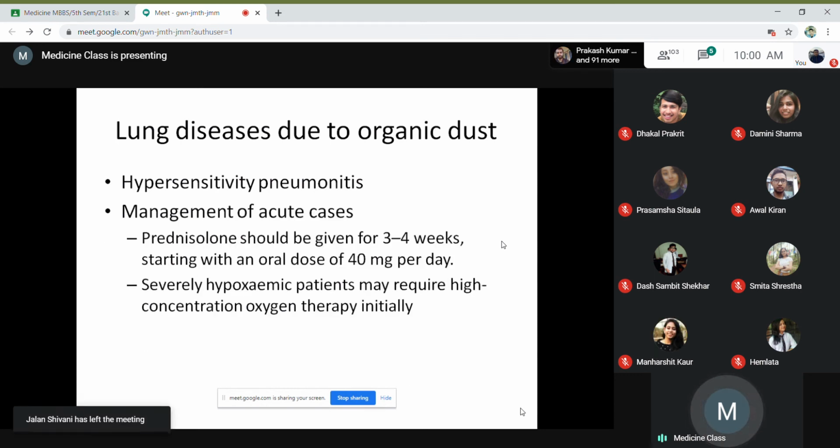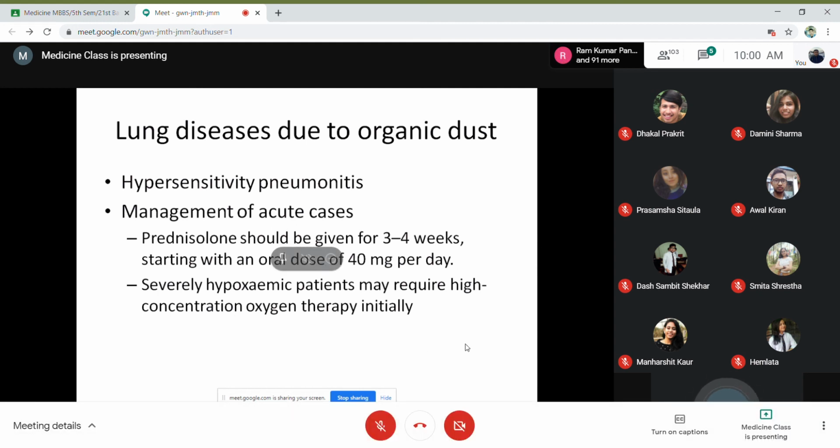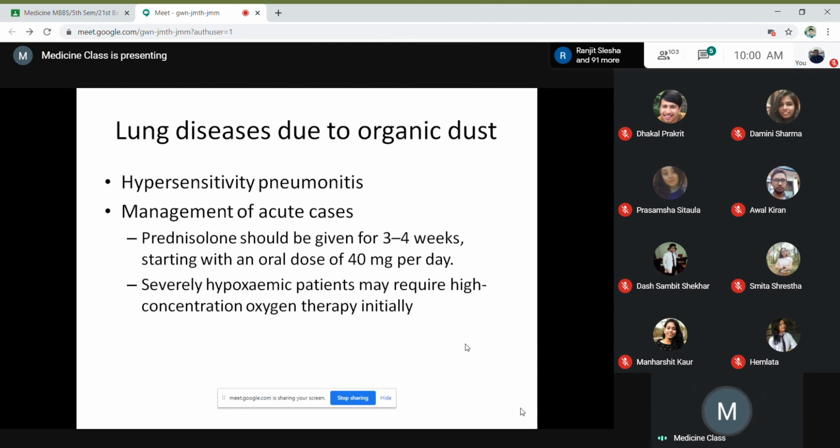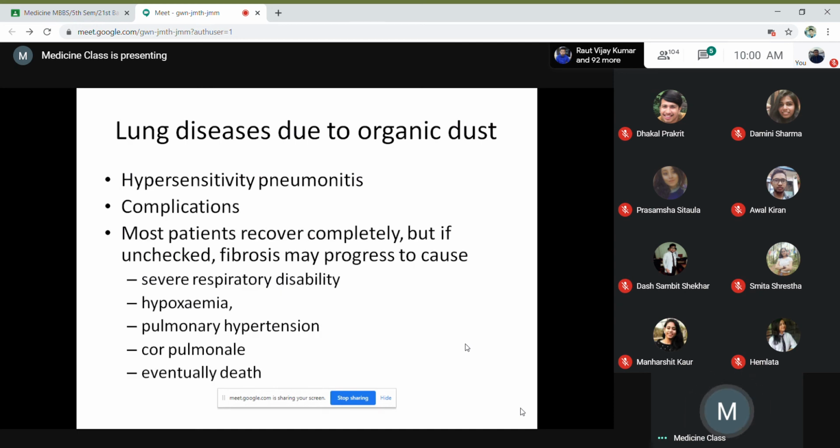In acute cases, there is a role for steroids. Prednisolone should be given for 3 to 4 weeks, starting with an oral dose of 40 mg per day. Generally it is given at a dose of 1 mg per kg per day. Sometimes if the patient is very hypoxemic, we may have to think about giving concentrated oxygen therapy.